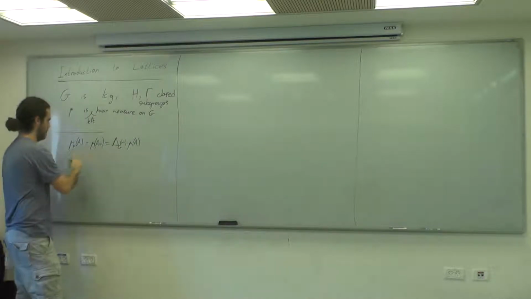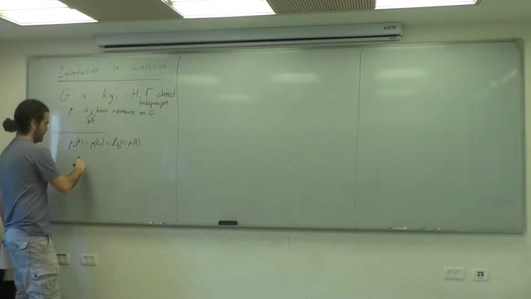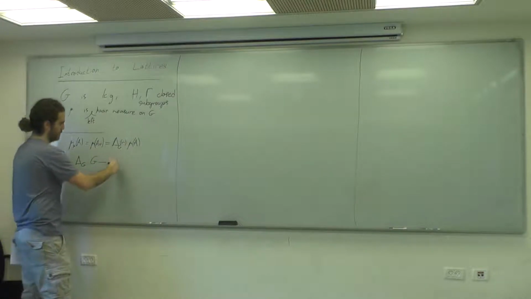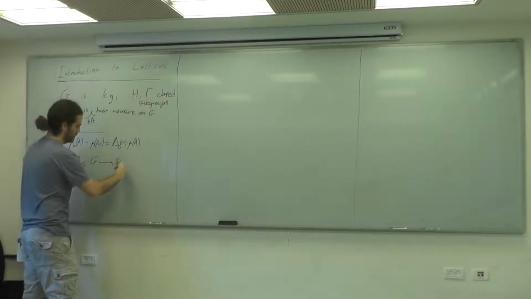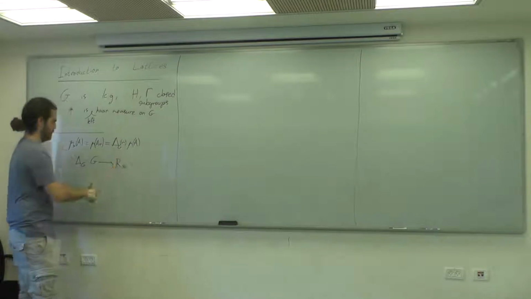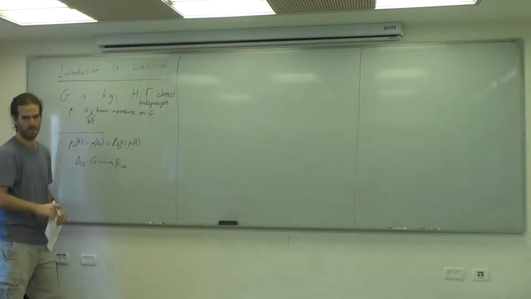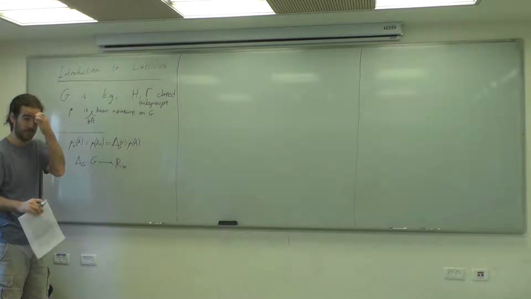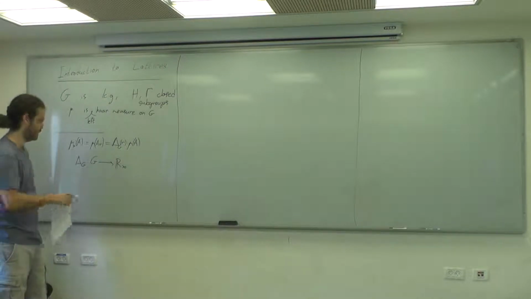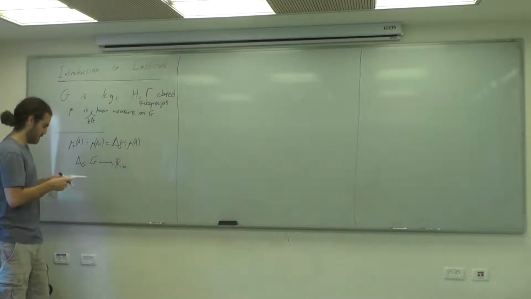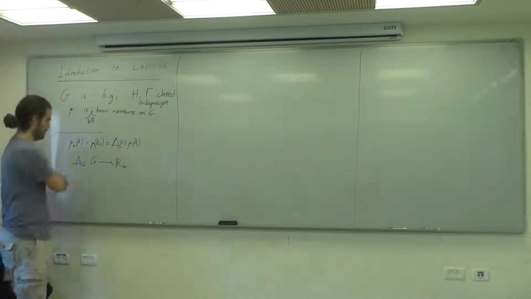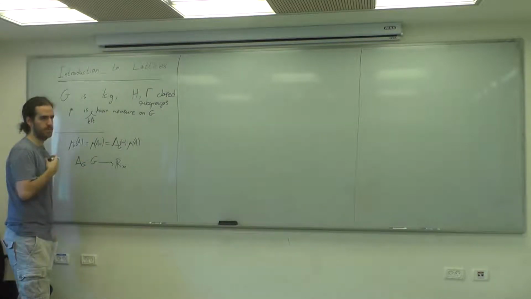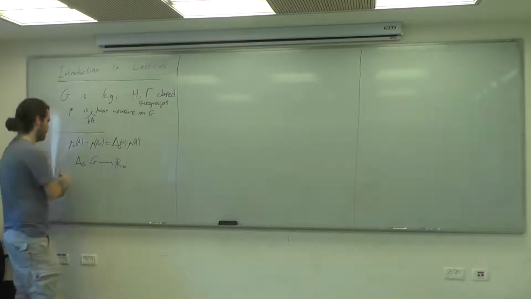So this modular function is a continuous homomorphism from G to the positive reals with multiplication. We saw it in Uri's course, and it's also a fun exercise. And I will use this modular function throughout.